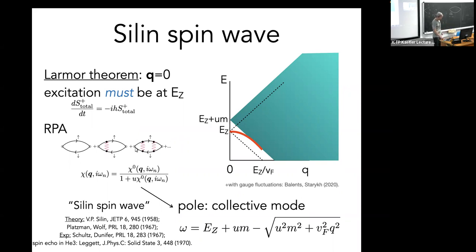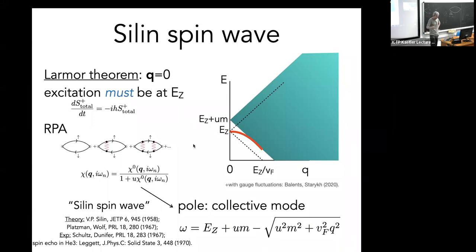And in this particular case, it's very easy to calculate the ladder series. They recover this property. One finds, by summing this infinite ladder series, which describes interaction between spin up and down densities, as shown by these wavy lines, one obtains the interacting susceptibility, which contains a pole. In addition to the particle-hole continuum of spinons, there is now a collective mode shown in red, which goes under the name of Silin spin wave, because it was originally discovered by Silin at the end of the 50s.